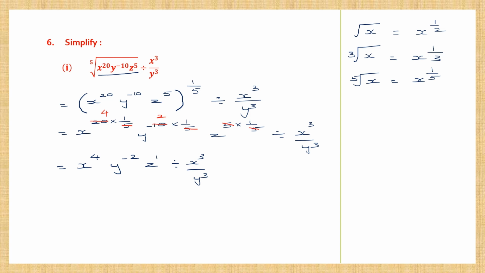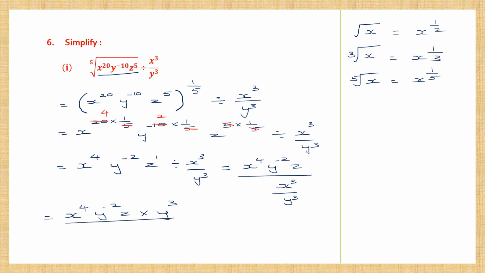Now if we have to put this in the form of division, since it shows division here, how do we write it? We write x to the power of 4, y to the power of minus 2 as it is, z divided by x to the power of 3 by y to the power of 3. So you can see that for division we have a fraction. Now we can turn this to multiplication. This becomes x to the power of 4, y to the power of minus 2, z into, write the reciprocal, so y to the power of 3 divided by x to the power of 3. Now our division becomes easier.